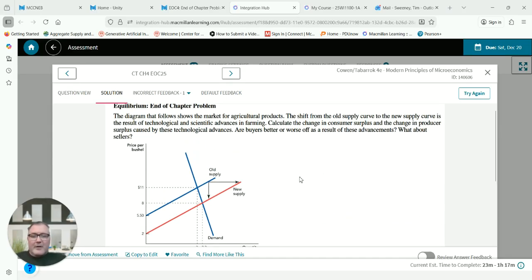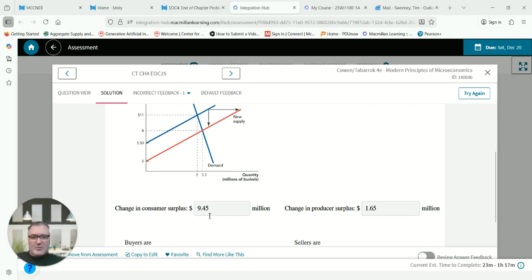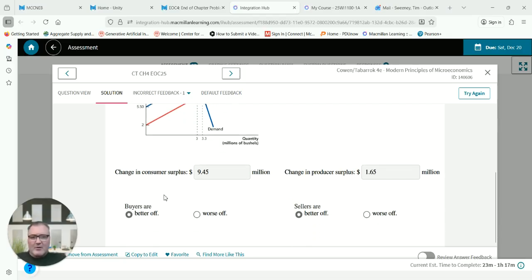Okay, so if I've got more consumer surplus and more producer surplus, that means the buyers as a group are better off because they've got more surplus. And as a group, producers are better off as well, not as much as the buyers are, but they also have more surplus. So they're both better off.